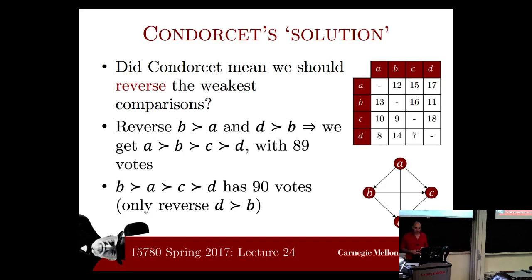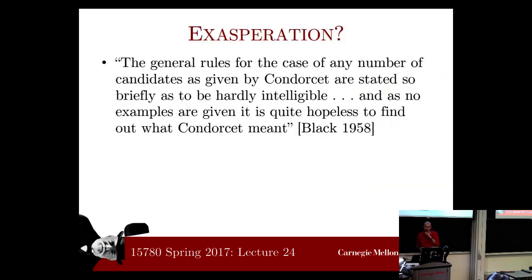So this problem, this ambiguity with what Condorcet proposed, actually confounded scholars, mathematicians, and historians of science for centuries. And there are pretty amusing things that people have written about it over the years. For example, Black, a well-known political scientist, wrote that the general rules for the case of any number of candidates as given by Condorcet are stated so briefly as to be hardly intelligible, and as no examples are given, it is quite hopeless to find out what Condorcet meant.